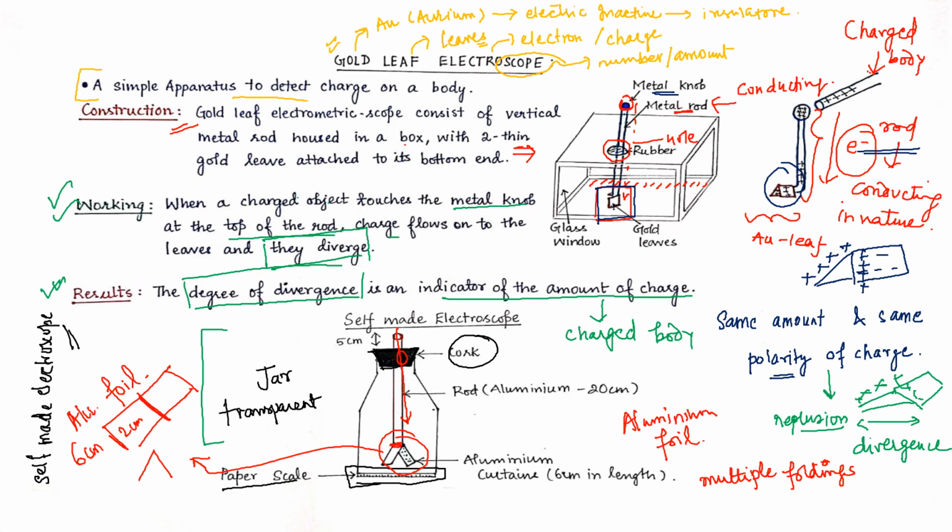Now in a similar way the working will be the same as for this one. We will bring a charged body near the other end of our aluminium rod, which is around 2 centimeter long, and then these charges will start flowing to this aluminium rod, to these aluminium leaves, and then these leaves will show divergence. The divergence shown will be measured using this paper scale which we placed at the bottom, and hence we will get how much charge is present in the given body.